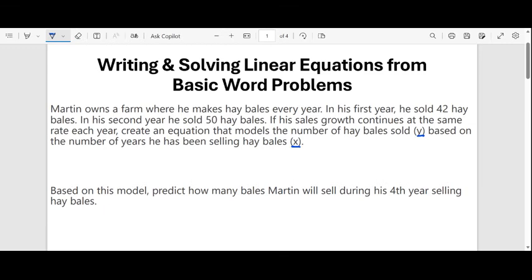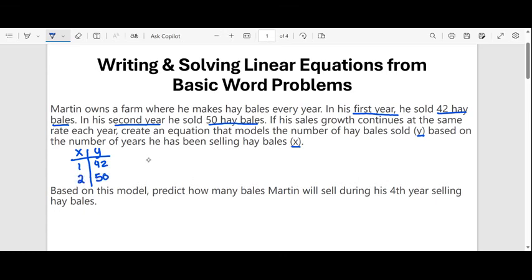So I'm going to go back and highlight some important things. In his first year, so year one, he sold 42 hay bales. In his second year, he sold 50 hay bales. So with that information, we can actually construct a table to figure out what the slope of this linear equation would be. So we can have an X and a Y in our T-chart here. In his first year, he sold 42 bales, and in his second year, he sold 50 bales.